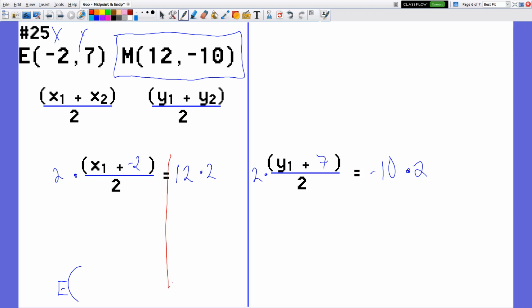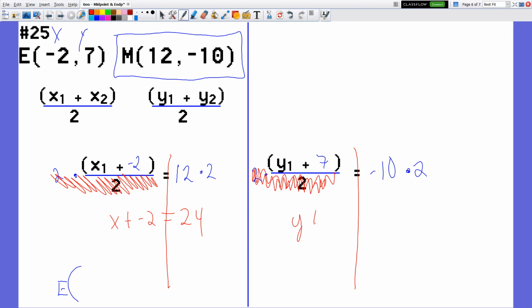Okay, and boom, boom. Whenever you cut something in half and then you multiply it by 2, a half times 2 is equal to 1. X plus negative 2 equals 24. Whenever this whole thing was cut in half, that's why you had the divided by 2, and that's why the 24 was half as much. So whenever you cut something in half and then multiply by 2, you end up getting 1 whole. Y plus 7 equals negative 20.